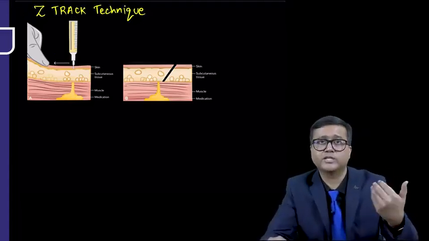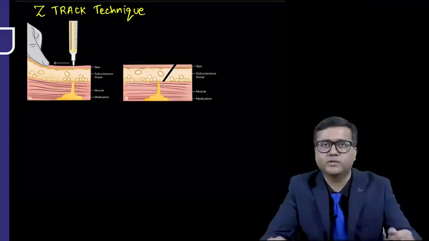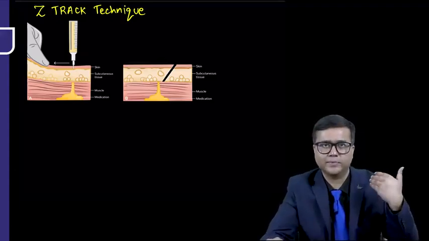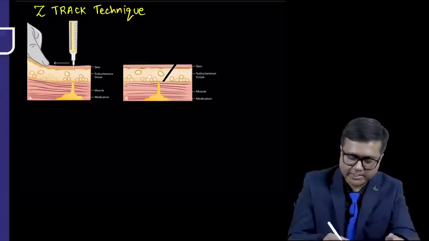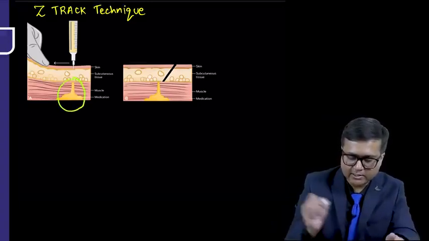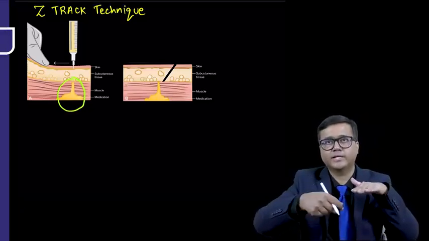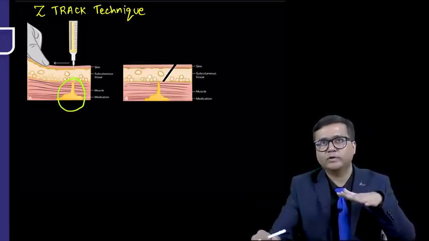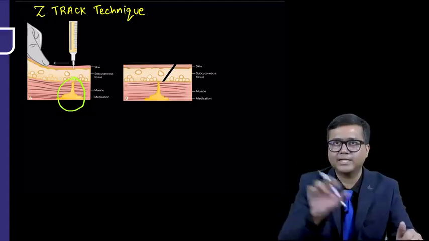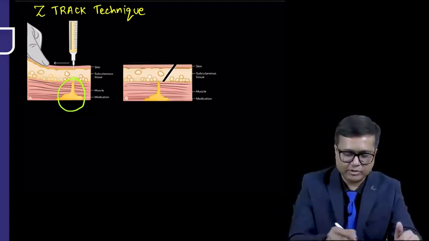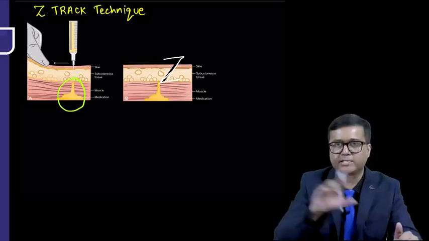So what we are doing is, when the medicine is given in injectable form, we pull the skin. As we inject, the medicine reaches the muscle, and then when we pull out the injection, we leave the skin. So what happens? A Z-track is formed.